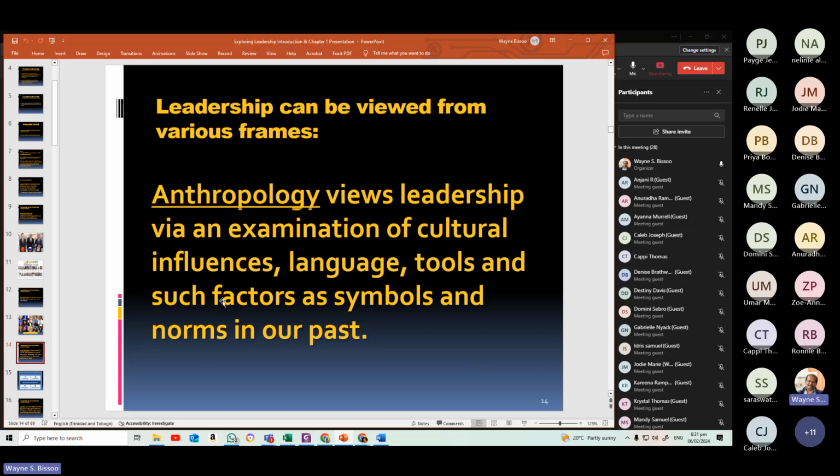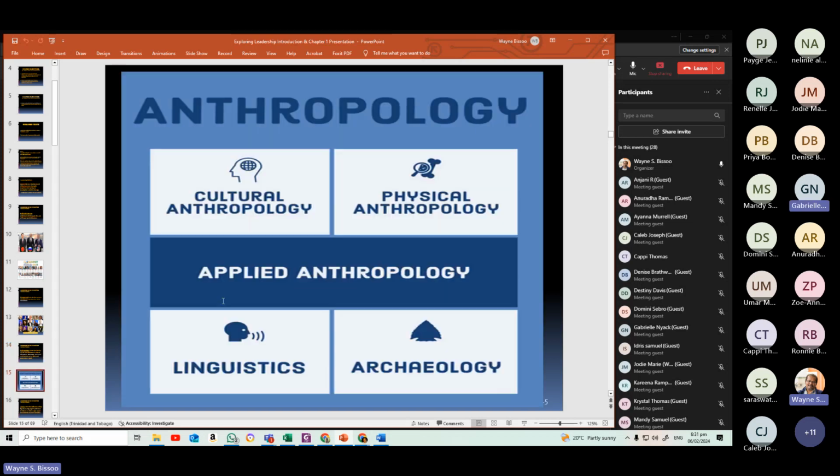All right, so another frame of reference that we can utilize when evaluating leadership is through the lens of anthropology. Anthropology is a retroactive, or retrograde, look at leadership in the past. The way that happens is by looking at cultural influences, language, tools, and other factors such as symbols and norms from our past. In essence, we look back at a society that existed in the distant past and try to evaluate their culture and their language to learn more about how their societies were run and how leaders were decided upon.